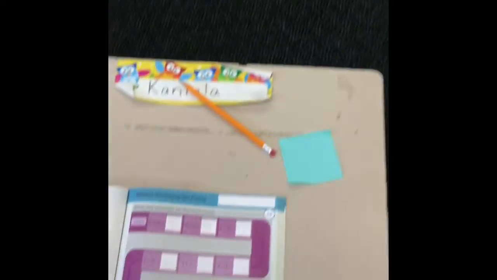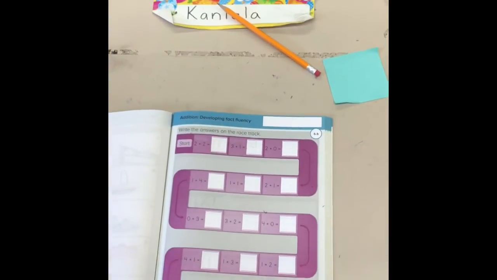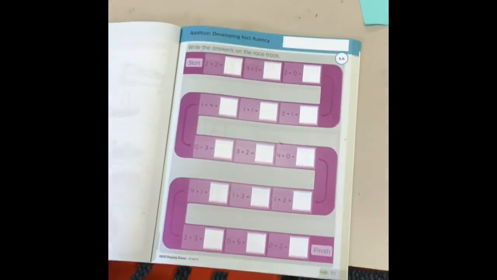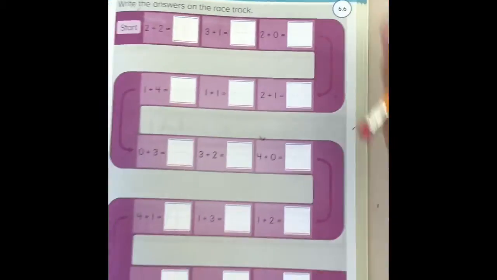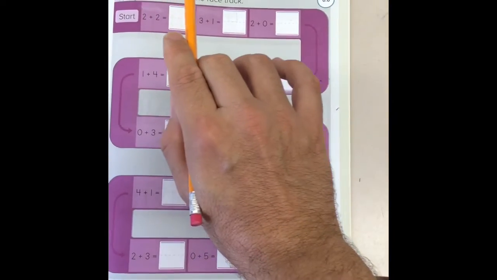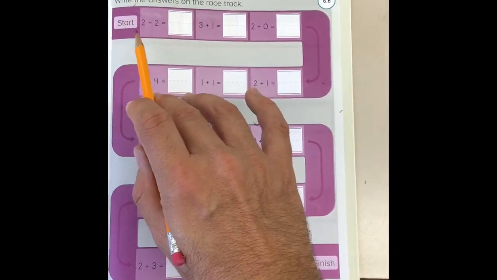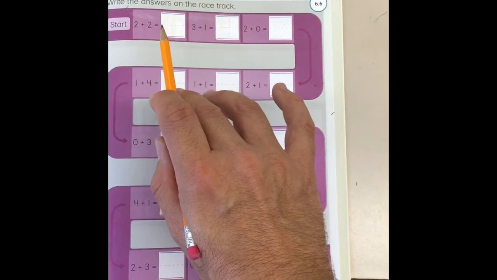Now you know. All right, so we have got to the part of the video where we're going to look at the page that we're going to be working on today. I am hoping that this is recording the right direction. I had to do it a couple times. So we're going to look at this page. It says addition, developing fact fluency, write the answers on the racetrack, start 2 plus 2 equals blank.